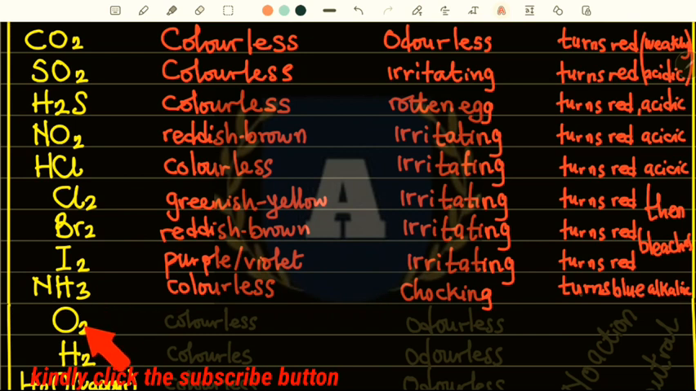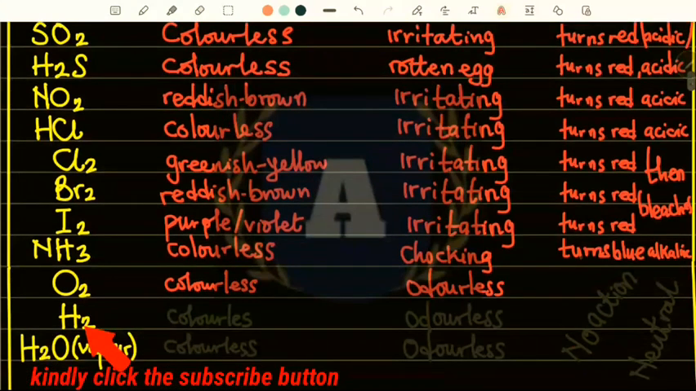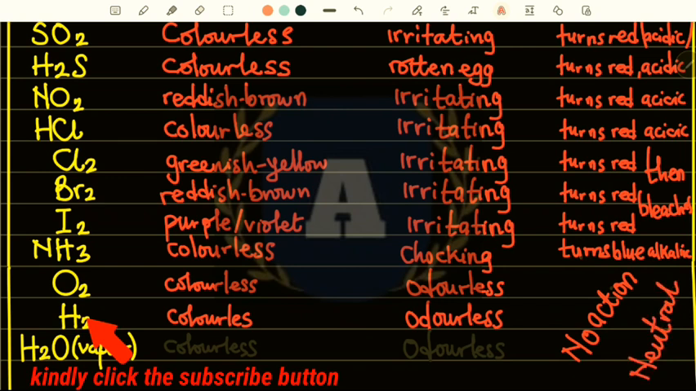Then we have the oxygen gas, which happens to be colorless, odorless, and it is neutral to litmus. It has no action on litmus paper. The same thing as hydrogen gas. This is oxygen gas. This is hydrogen gas. Hydrogen gas is also colorless. It is odorless. It has no effect on litmus paper as well, which means it is neutral.